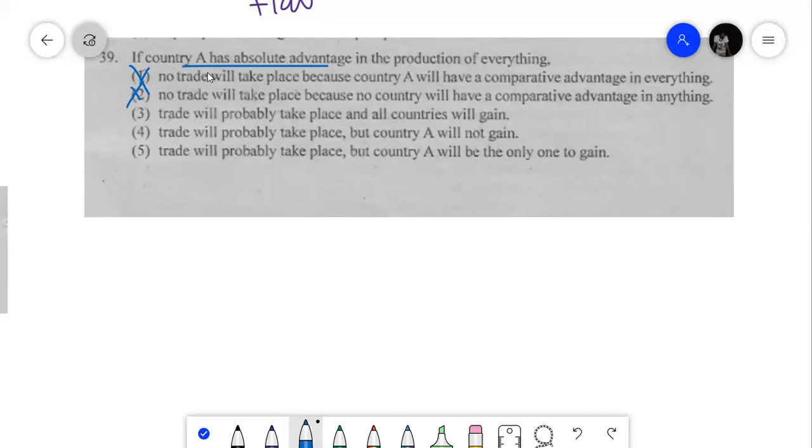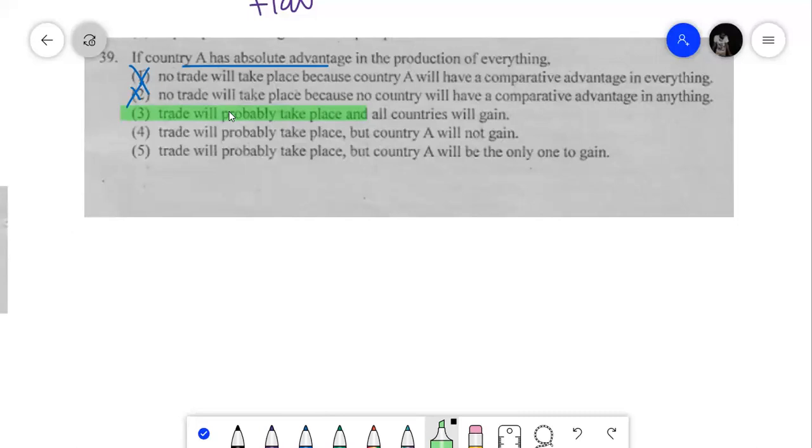Yes, the answer is 3, guys. Just because you have absolute advantage, you can't determine whether you will trade or not. Whether you are trading or not is determined based on comparative advantage. So if you have comparative advantage, then obviously there will be countries that will gain. So you go with answer number 3, right? Because international trade is always based on comparative advantage, not absolute advantage. If they're trading based on comparative advantage, remember there will always be countries who will gain, right?